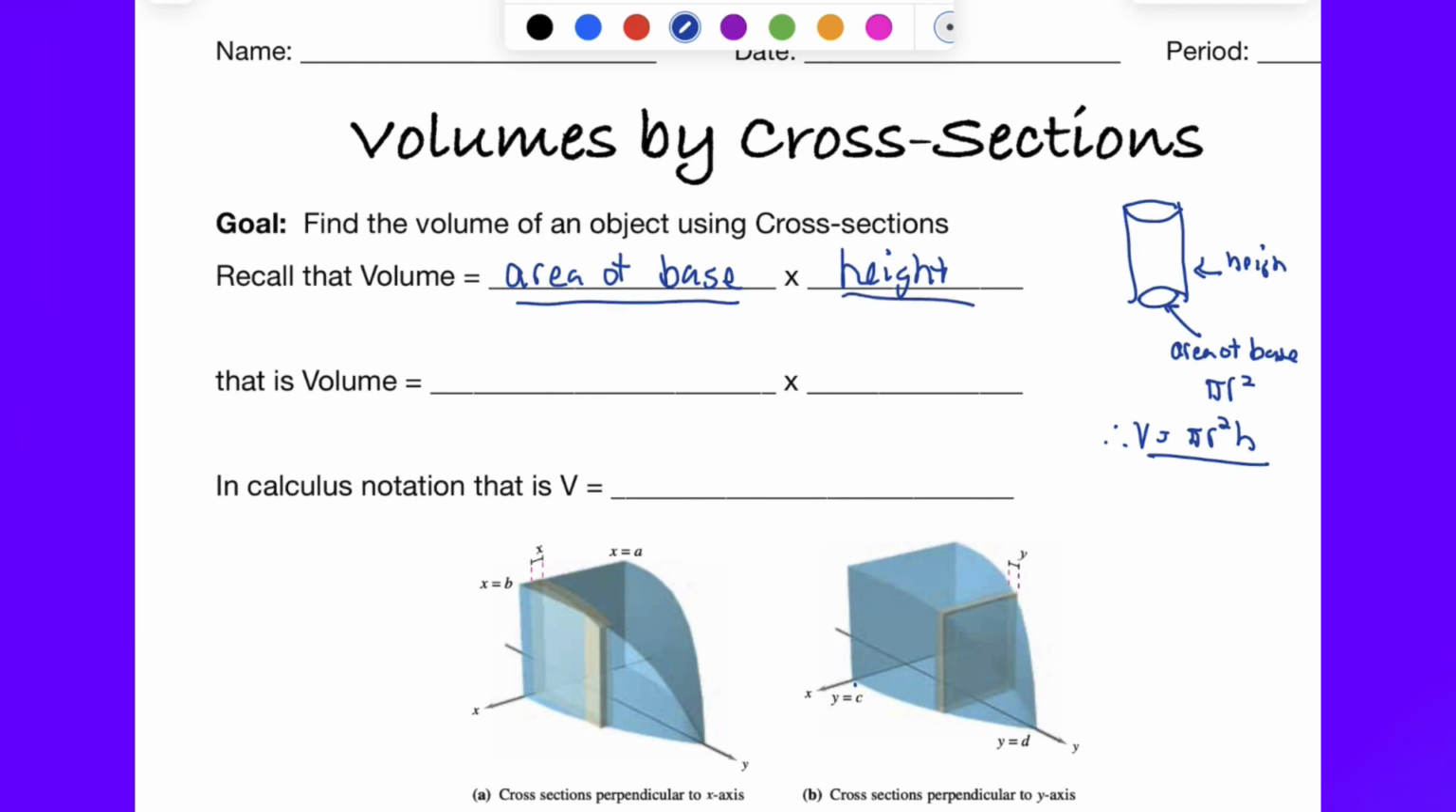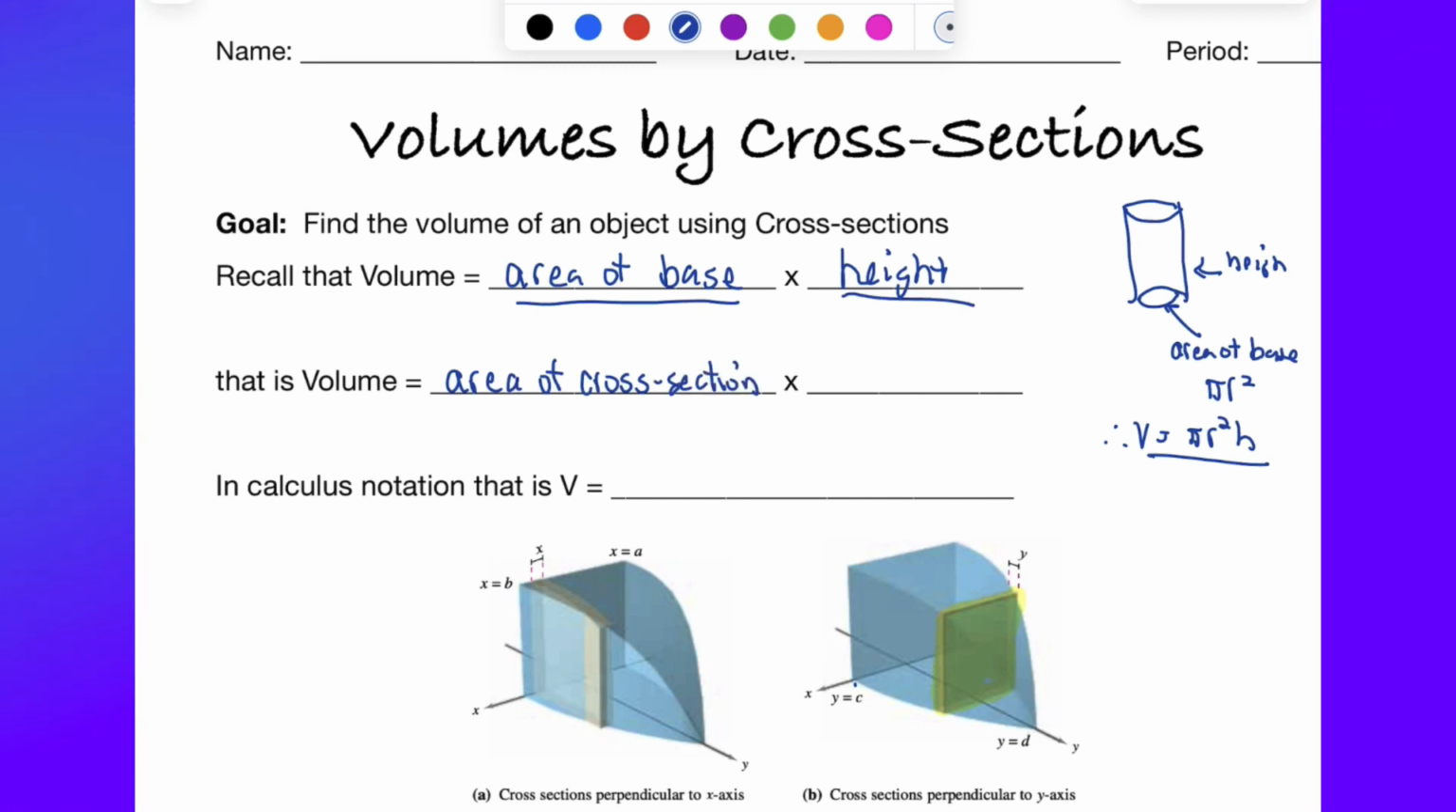Okay, we're going to use a similar process, but what's different now is that the circle is not going to be the same size. It's going to get smaller or larger as it goes along the shape of the object. As you can see down here in pictures A and B, looking at B, our cross section is this rectangle. But the rectangle, when it gets close to the x-axis, is much larger than the rectangle as it gets close to D, where it gets smaller. But we still do the same thing.